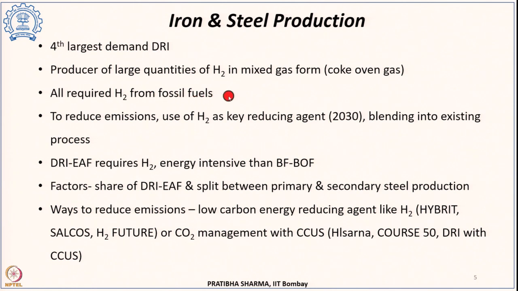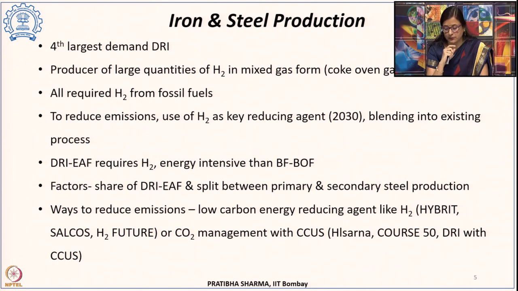So, that leads to a lot of emissions, and if we want to reduce those emissions because of the hydrogen production for its use in the iron and steel industry, the requirement is, instead of using the other carbon based hydrogen, to use pure hydrogen as the key reducing agent. And then there are commercial projects which will demonstrate that, and these will be operational soon. Or the other possibility could be either to use hydrogen as the key reducing agent or blend it with the existing processes to a certain extent.